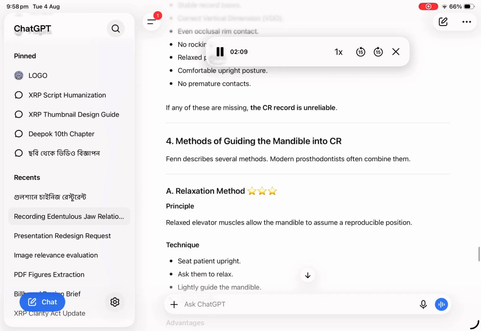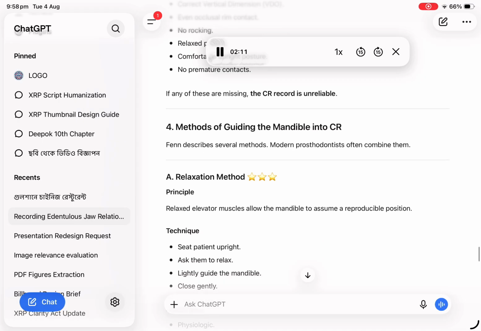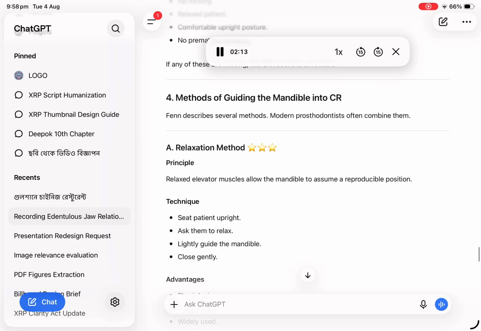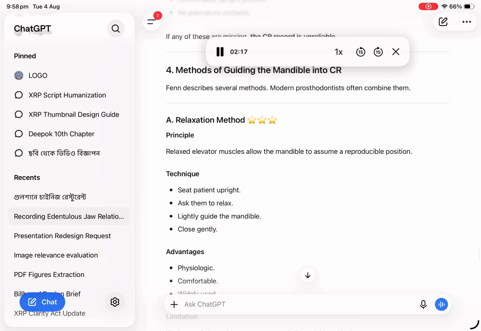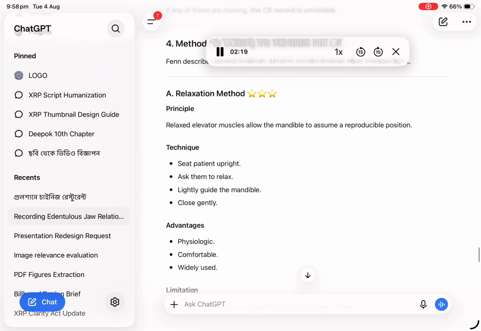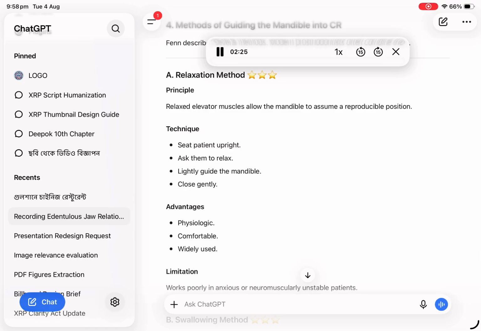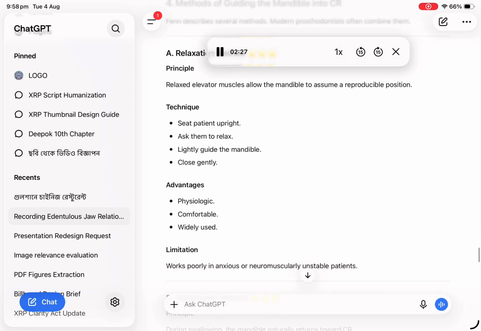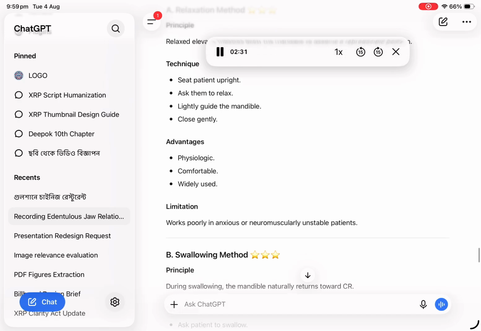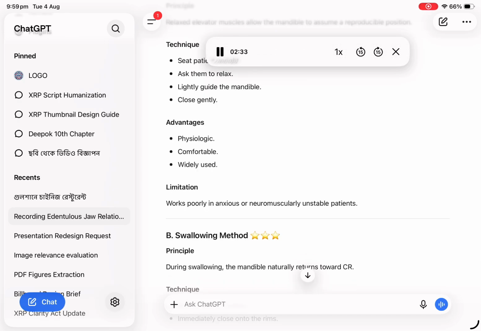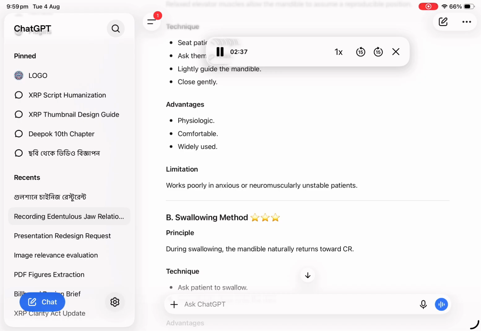Number 4. Methods of guiding the mandible into CR. Fenn describes several methods. Modern prosthodontists often combine them. A. Relaxation method. Principle: relaxed elevator muscles allow the mandible to assume a reproducible position. Technique: seat the patient upright, ask them to relax, lightly guide the mandible, and close gently. Advantages: physiologic, comfortable, widely used. Limitation: works poorly in anxious or neuromuscularly unstable patients.